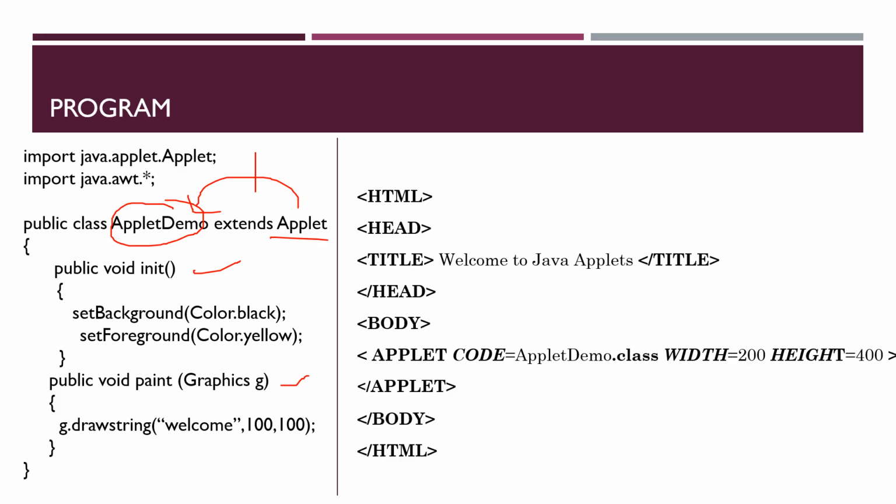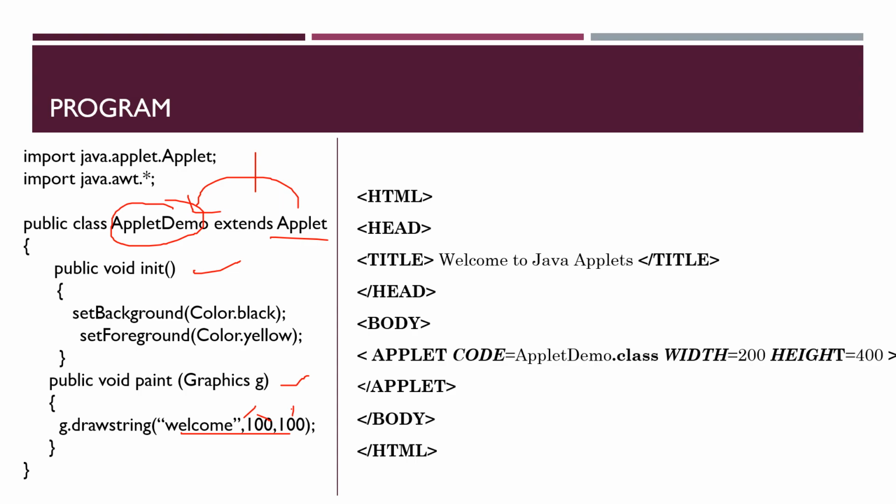And the next method is the paint method. This method is used to draw strings on the applet window. In this case, we draw the word welcome at the x and y coordinates. Then on the right side, the HTML code is used to embed the applet into a web page.